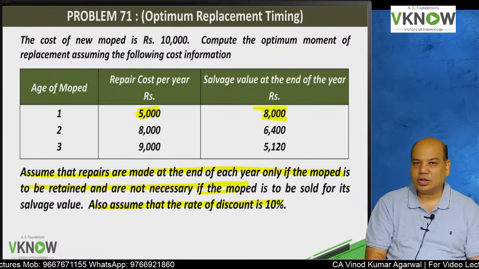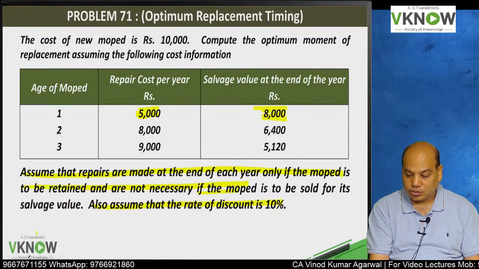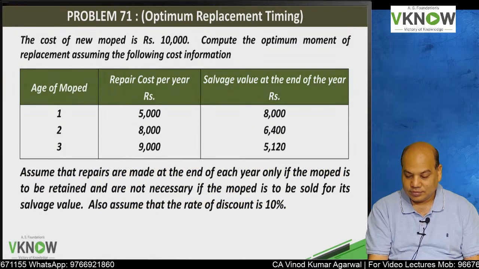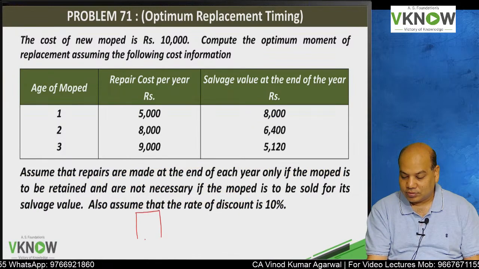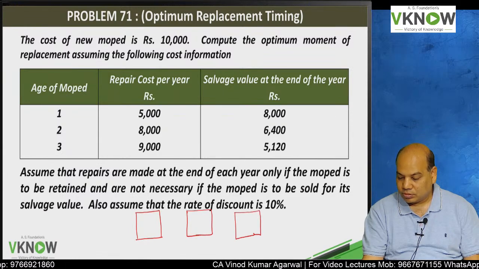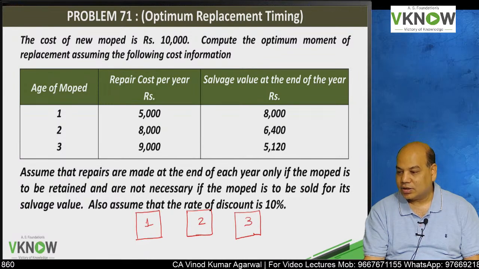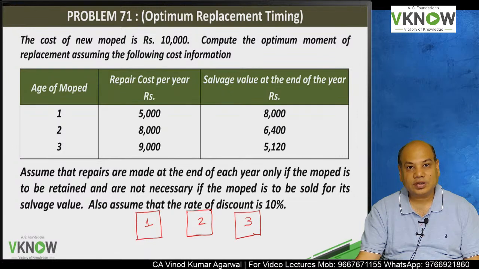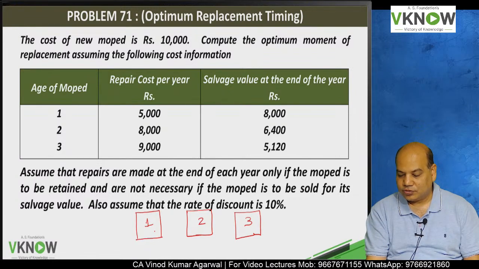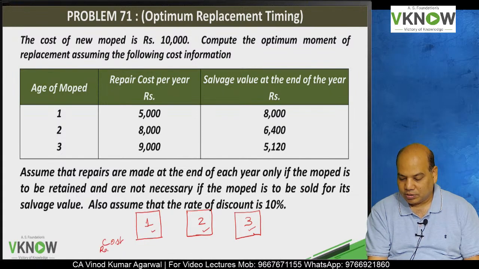So what should be the answer now? Now please visualize. Visualization is the most important thing in life. If you can visualize, you can do it. Assume that you are given a problem where 3 assets are there. Not one asset, 3 assets are there. Life is 1 year, life is 2 year, life is 3 year. And then you are given cost of the asset, repair of the asset, salvage value.